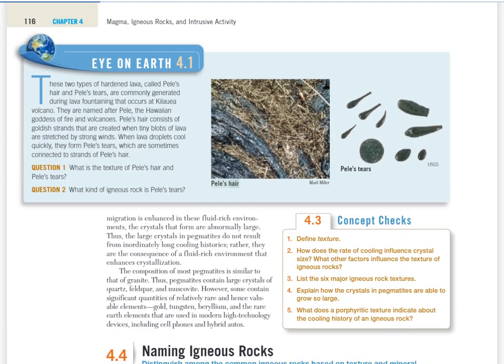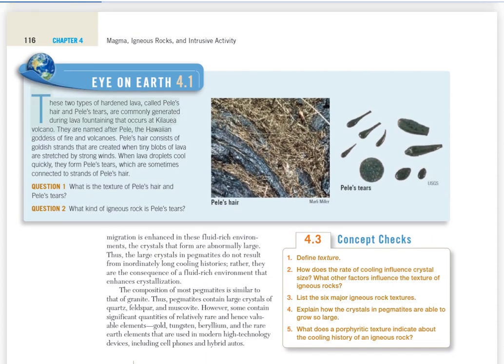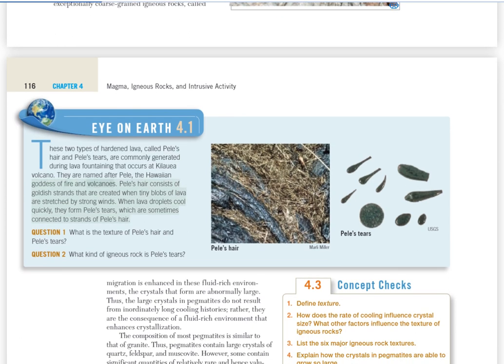Pele's hair, Pele's tears. These two types of hardened lava, called Pele's hair and Pele's tears, are commonly generated during lava fountaining that occurs at Kilauea volcano. They are named after Pele, the Hawaiian goddess of fire and volcanoes. Pele's hair consists of goldish strands that are created when tiny blobs of lava are stretched by strong winds. When lava droplets cool quickly, they form Pele's tears, which are sometimes connected to strands of Pele's hair.